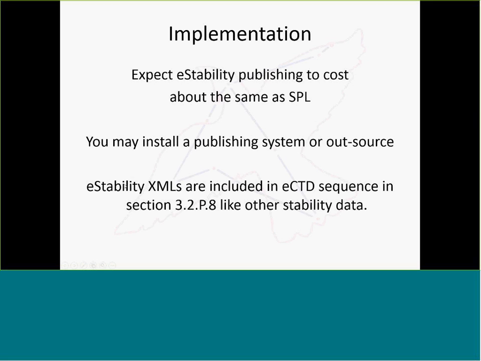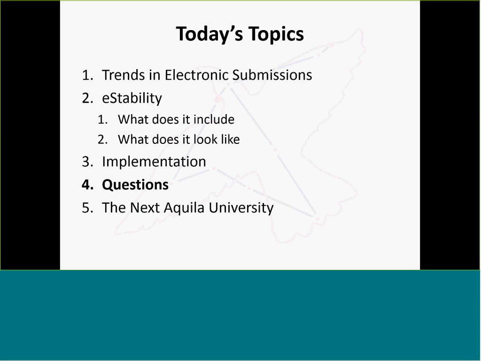The goal is for the eStability XMLs to be included inside your application, specifically inside 3.2.P.8, or of course 3.2.P.7.3 for API data. They will be included in your application just like anything else, except instead of the PDF you submit now, it'll be this XML. At this point, questions?